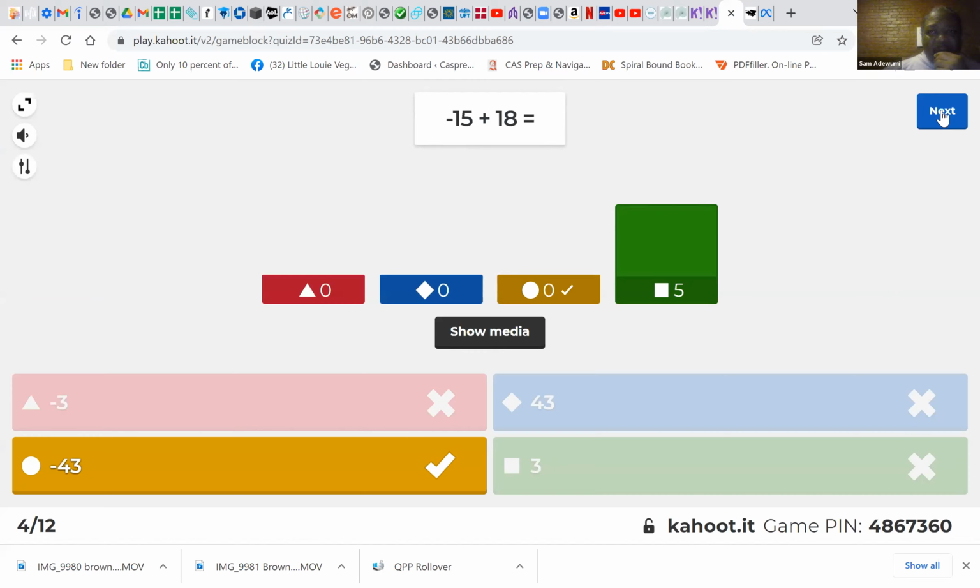Wait, what's happening here? I'm sorry, people. This is off. I should have done a double check on this before I printed it.